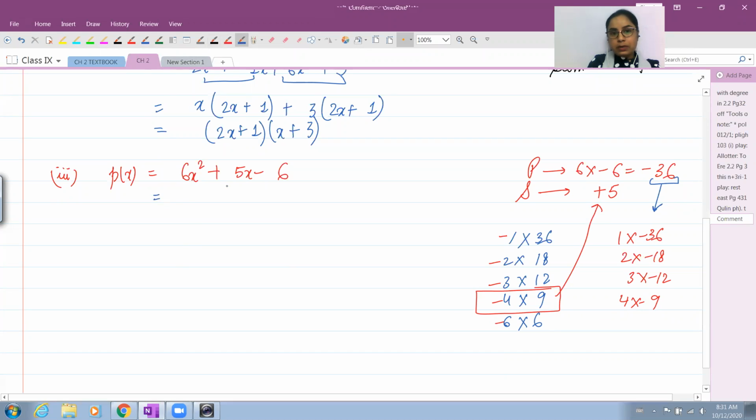And remember, the middle term has a positive sign, so the larger value will have positive sign with it. And you can write the terms in any order. I'm going to write it in this way. Plus 9, minus 4. 9 minus 4 will give you 5. And then you can just pair up the first, second terms and third, fourth terms.